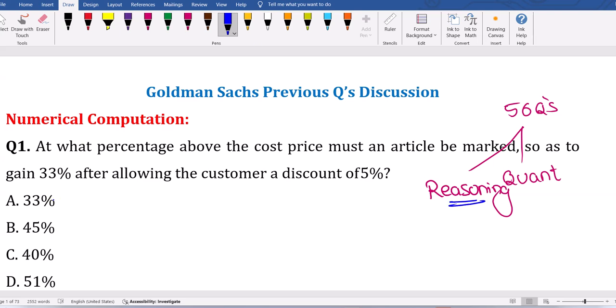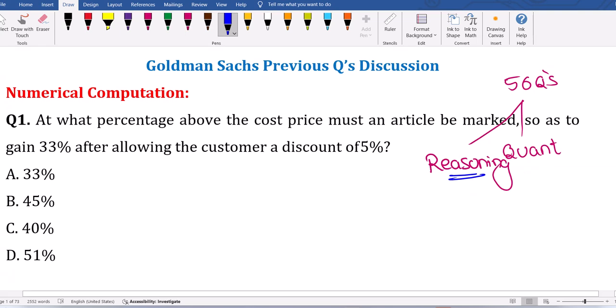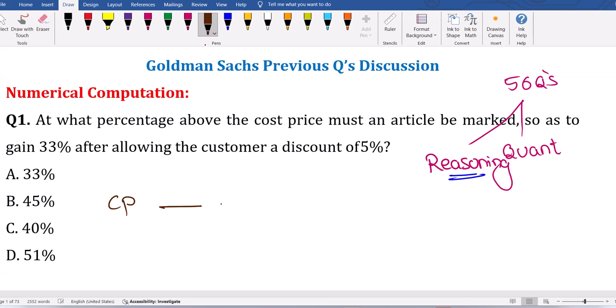First question: what percentage above the cost price must an article be marked so as to gain 33% after allowing the customer a discount of 5%? So guys, here a 5% discount is allowed, still you have to get a 33% gain. See, the entire section regarding profit and loss is cost price, marked price, selling price. Here we have a discount and this is regarding profit or loss.